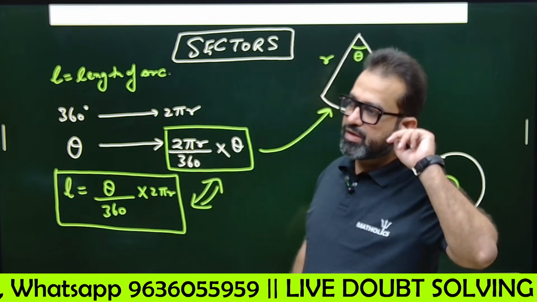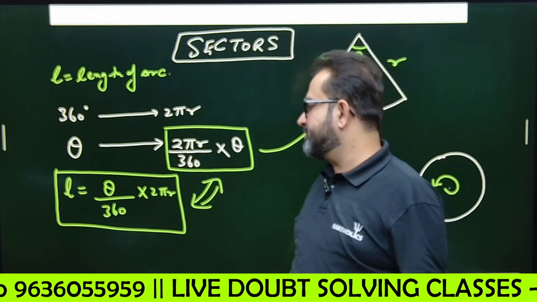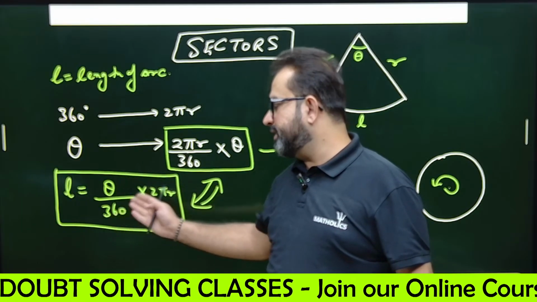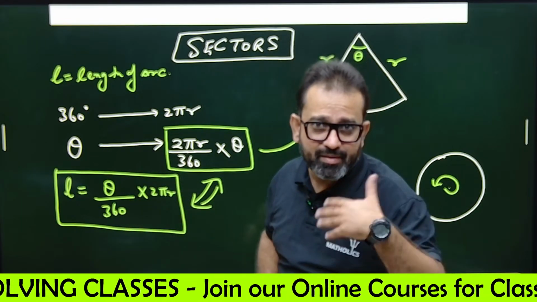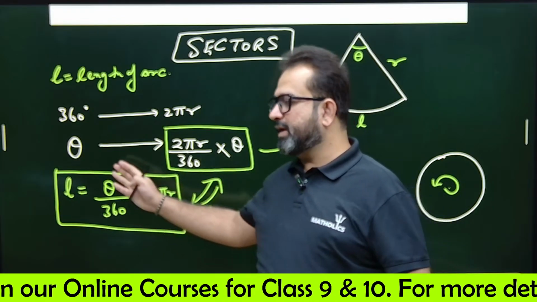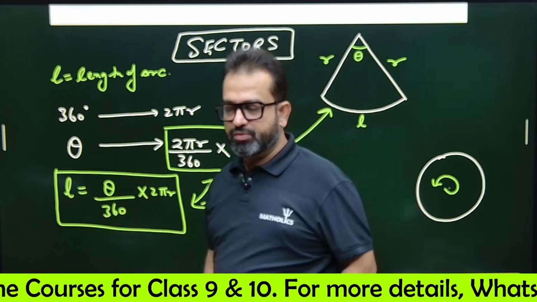Many of you must be having this confusion. This 2 and 360 will get cancelled. Yes, it is theta by 180 into pi r. But you cannot remember it like this. I'll tell you why. You have to remember it like this only: theta by 360 into 2 pi r. That's it.